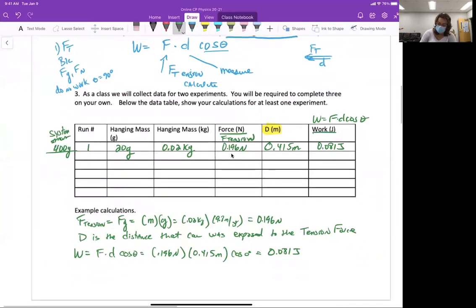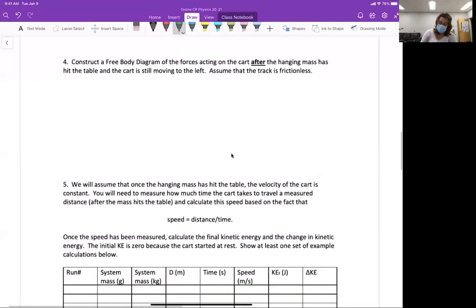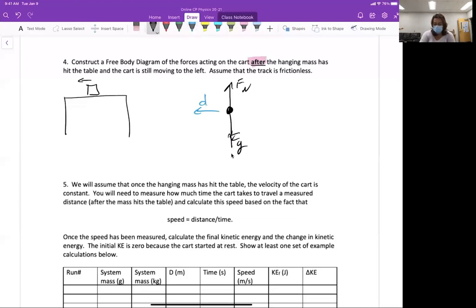All right, now construct a free body diagram of the forces acting on the cart after the hanging mass has hit the table. So if I look at that, he's traveling to the right, and the tension force is gone. So the string is no longer pulling on it. So what does that free body diagram look like? And this is one that people struggle with to see conceptually. That's force normal. This is force of gravity. He's still traveling to the right, and there's no other forces. And everyone wants to know, well, where's the force applied? Well, it's gone because the tension force is no longer there.